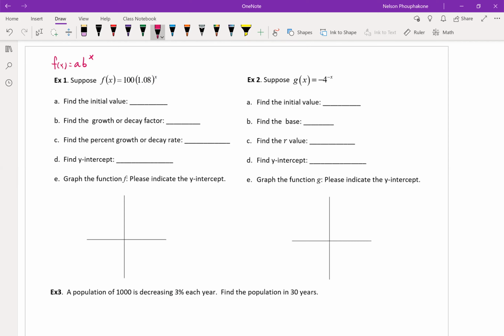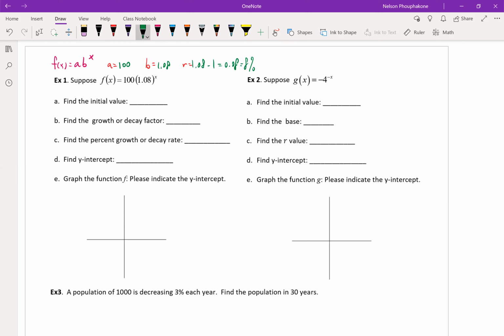Then, for this problem, what is a, what is b, and then what is r? Think about this. Yes, okay, so a is 100, good. b is 1.08, and then what is r? Remember, r basically is b minus 1, right? So I will have 1.08 minus 1, which is 0.08, or it's just 8%.